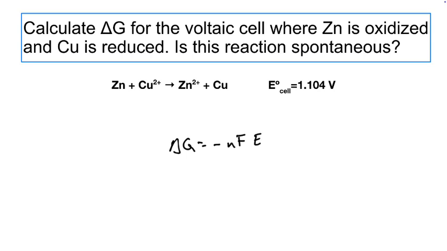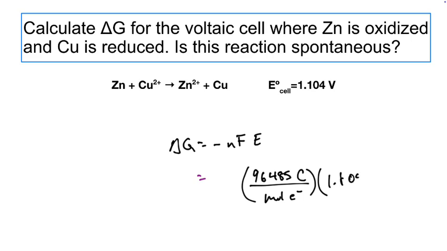Okay. Do we know the E cell? Yeah, that was the 1.104 volts. Cool. Do we know F? 96,485. Thank you for allowing me to cheat. Coulombs per mole of electron. Our cell potential, 1.104 volts. And then we would just pull our N, negative N, from the equation. How many electrons do you see in the equation?